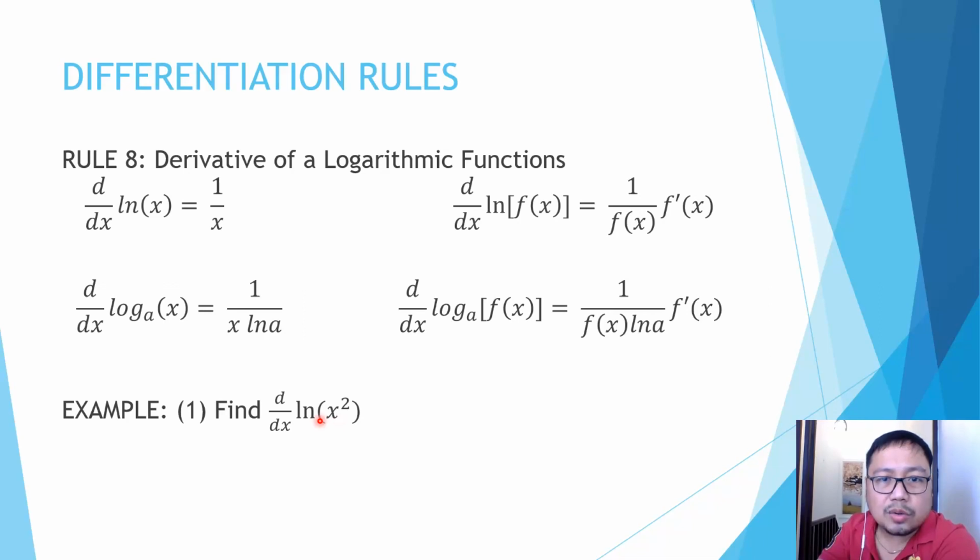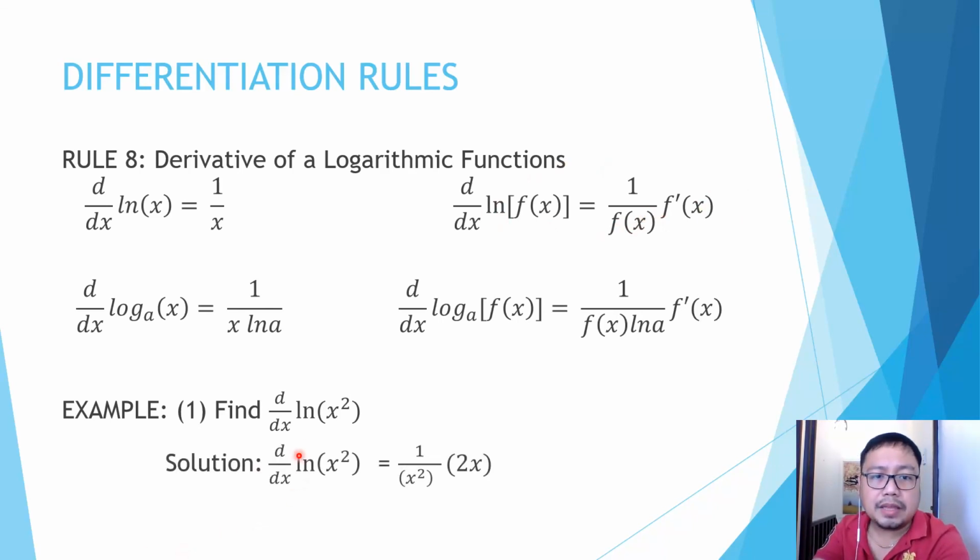Ln x squared will fall in this rule. So the derivative of ln x squared is simply 1 over the function, our function is x squared, times the derivative of the function. The derivative of this is 2x. So 2x times 1 over x squared will give you 2 over x, because one x cancels out. 2 over x is our final answer.